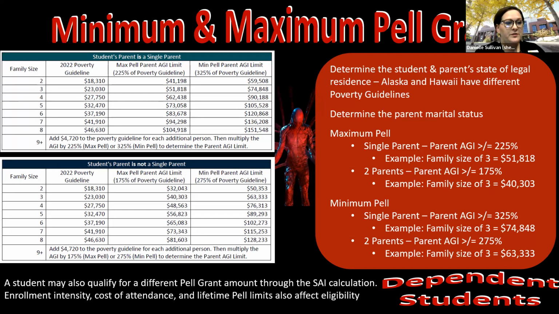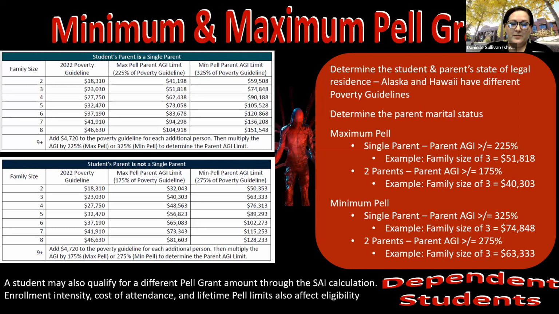So for example, a student can get the maximum Pell Grant, and we don't have those amounts yet. If their parent is a single parent and their AGI is less than or equal to 225% of the poverty guideline, and there are 3 in their family, and their AGI is less than 51,818, they're going to get automatic max Pell. So if a family comes to you and they're like, I make 50,000 a year, I've got 2 kids, I'm single, what will my student get? You can say max Pell based on this chart. So it makes it far easier.